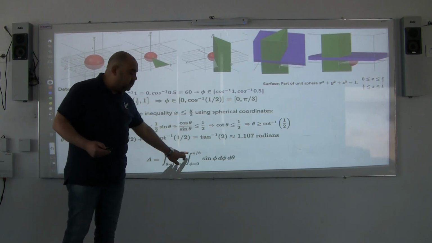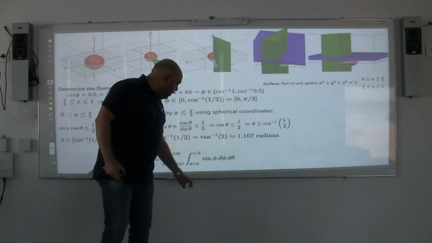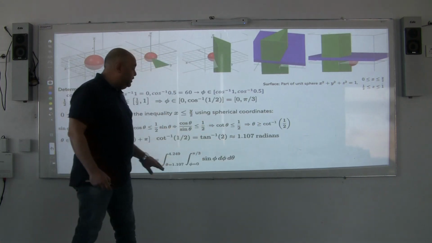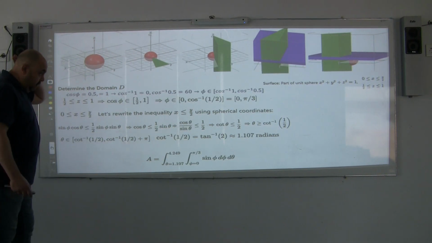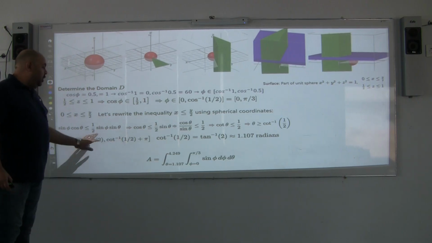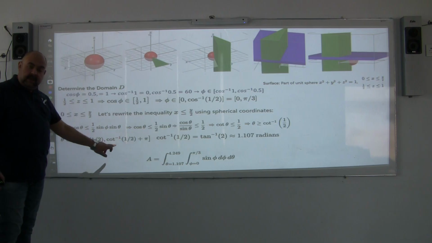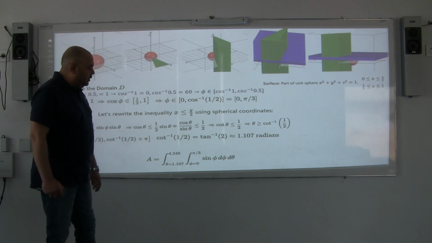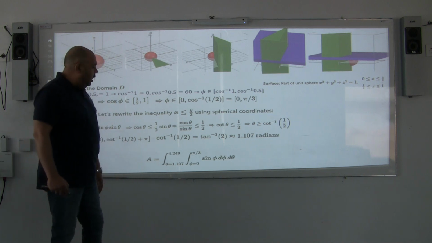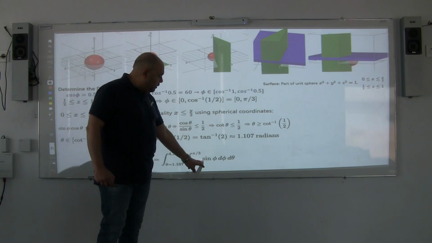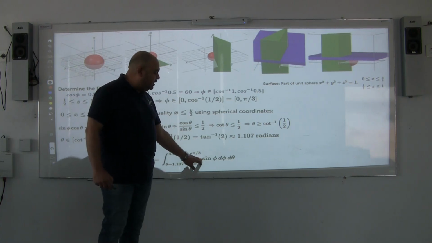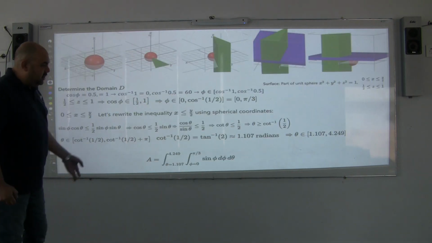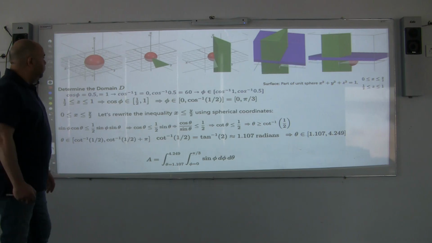So now I've determined the relation. Sine phi d phi will run from 0 to pi over 3. Theta is going to run from 1.107, which is the inverse cot of half, and also cot inverse plus pi, which is 3.14. So I will have the limits here and I can integrate this double integration, very, very simple. This is going to be sine phi, so it's going to be a negative cosine of phi, then replacing cosine phi by pi over 3 and 0. Then integrating with respect to theta, I will get the value as you will see.